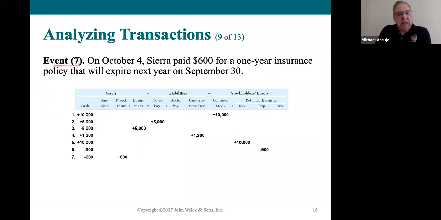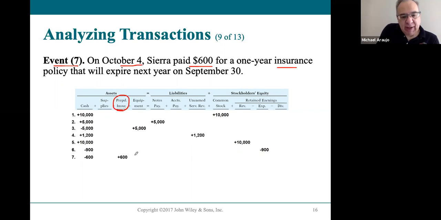Event number 7 happened on October the 4th. Again, you'll see this in chronological order. They paid $600 for an insurance policy that'll expire next year. So when a company buys insurance, that insurance becomes an asset for the company. So here they have more prepaid insurance. Okay, they're going to use that asset up within a year. It's a current asset, right? But they had to pay cash for that, so they had less cash, but more insurance.